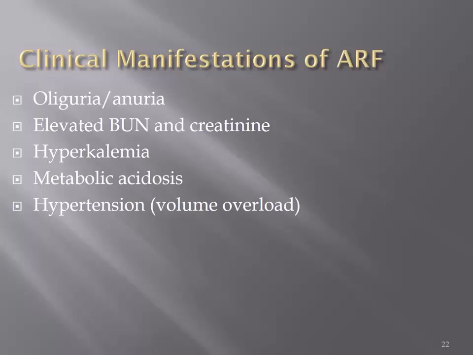So let's talk about clinical manifestation of acute renal failure. Of course, oliguria, elevated BUN and creatinine, hyperkalemia, and metabolic acidosis. Hypertension because of the volume overload may occur. And basically this is becoming a very big systemic disorder, because when we have renal failure, we are not able to produce urine, and all this fluid will be backed into the circulation and cause hypertension.